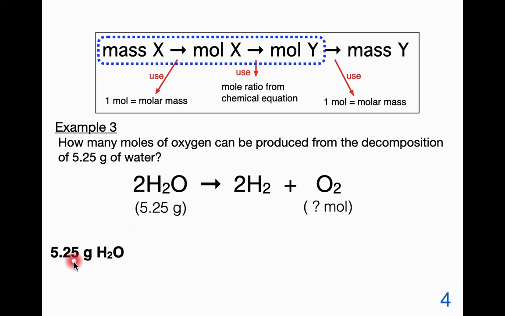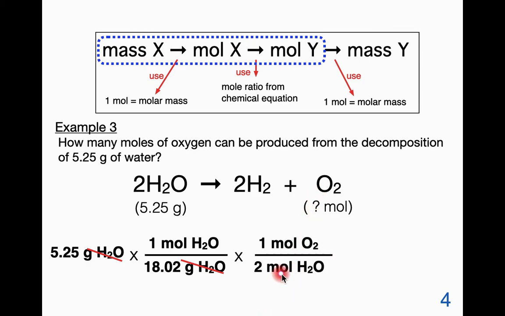So we start with what we're given, the 5.25 grams of water. We'll convert that to moles of water using the relationship 1 mole is equal to the molar mass. We know that the mass needs to go in the denominator so that it cancels out. That would give us moles of water, but we want moles of oxygen. So we'll need to do this conversion factor, which uses the mole ratio, which again is a 1 to 2 mole ratio. Moles of water goes in the denominator because we need to have moles of water cancel out.